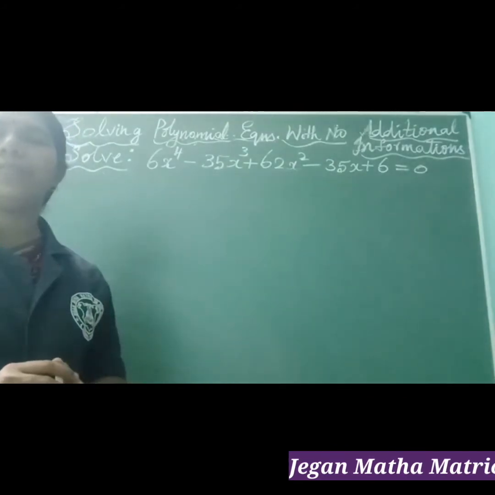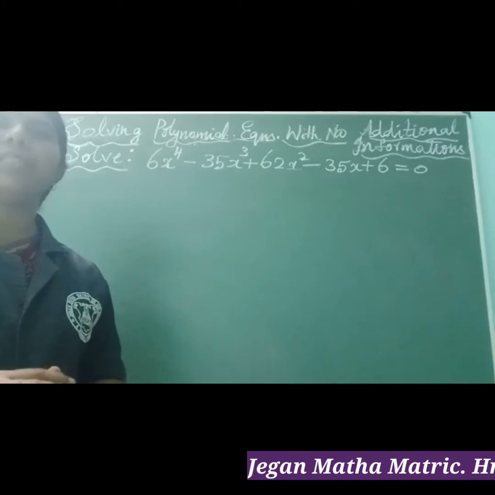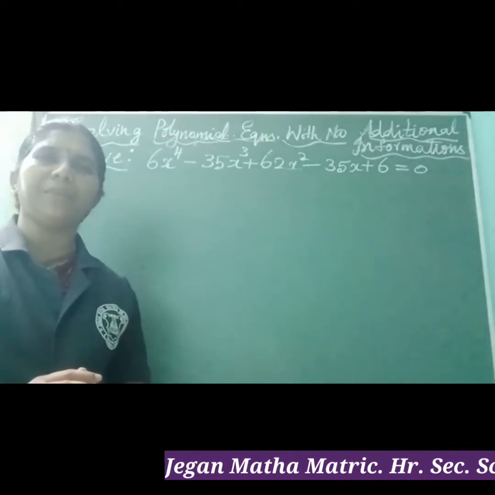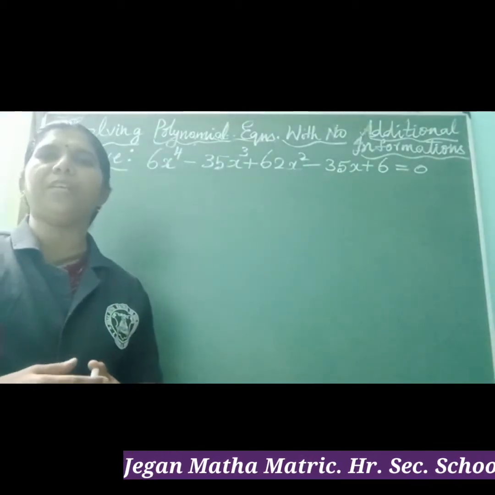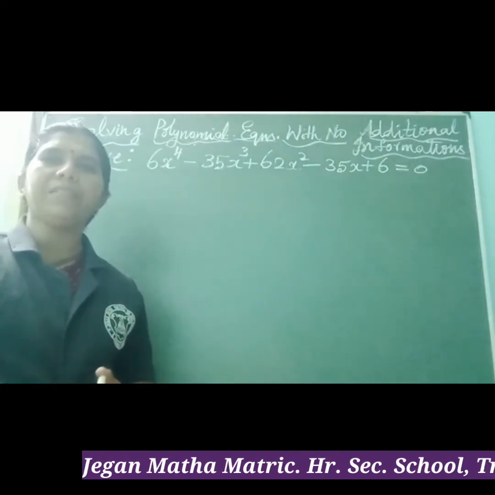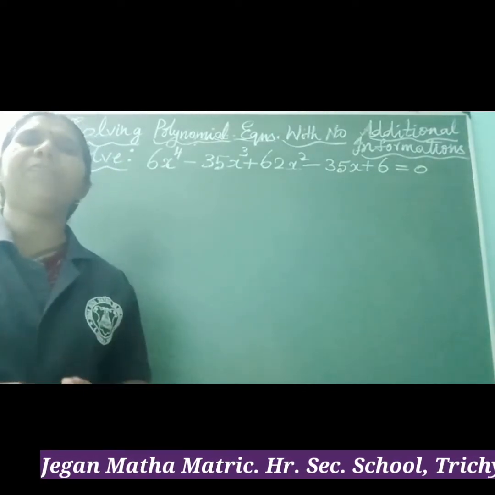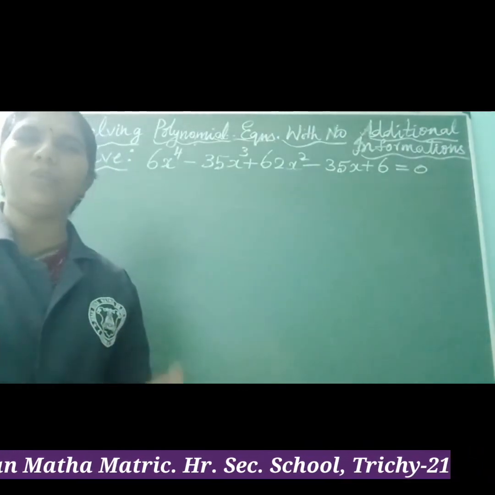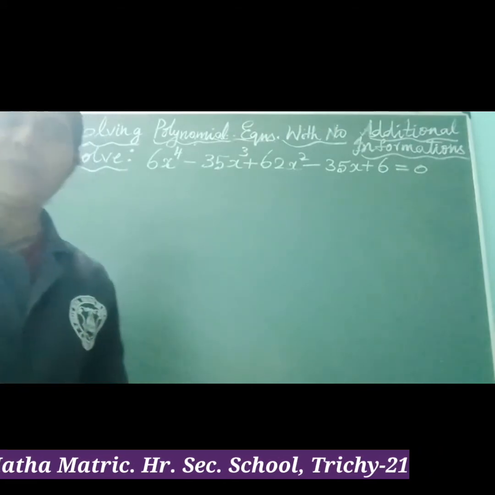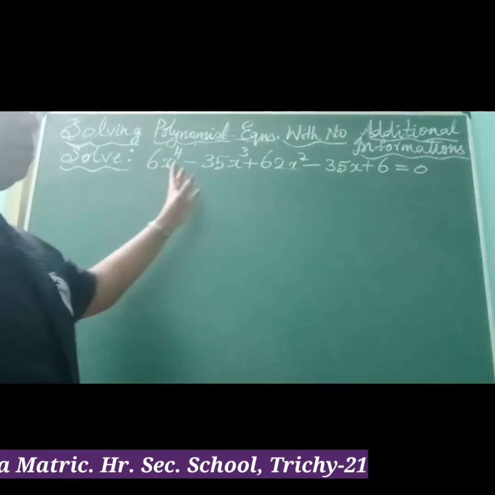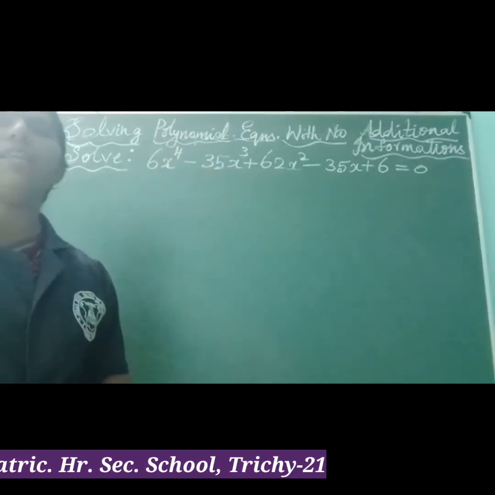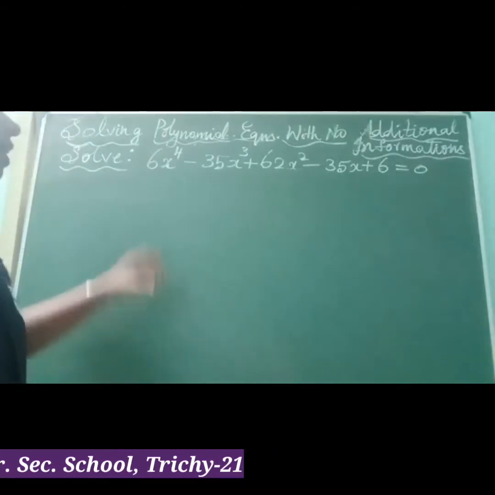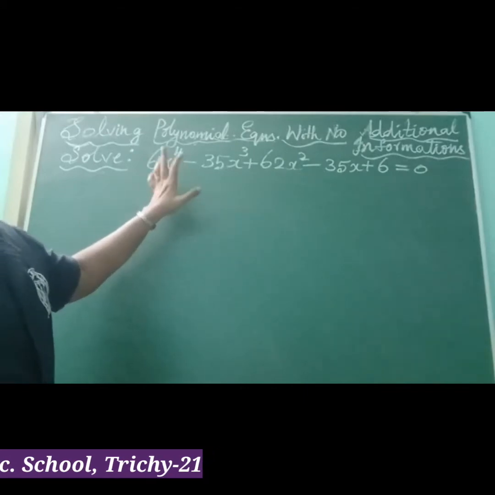So in the last classes we discussed how to find the factors of different polynomials. Suppose for a polynomial any one factor is given, with the help of that we can find the remaining factors. Or else some information about the factors is given, with the help of which we can find the remaining roots or solutions. But today we are going to solve polynomial equations with no additional information. Only the polynomial is given, and we want to find the solution of this polynomial.